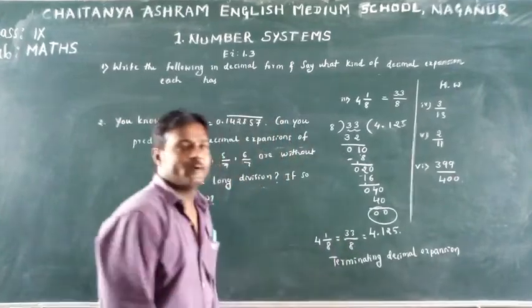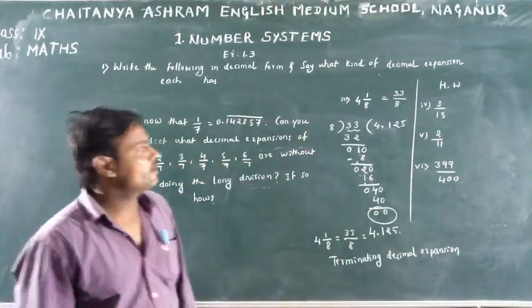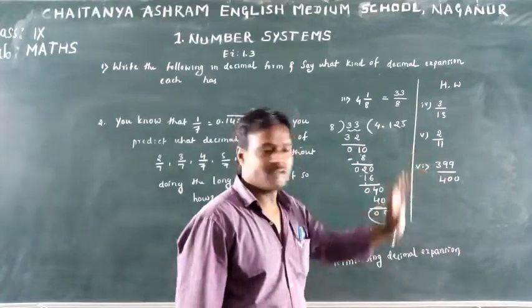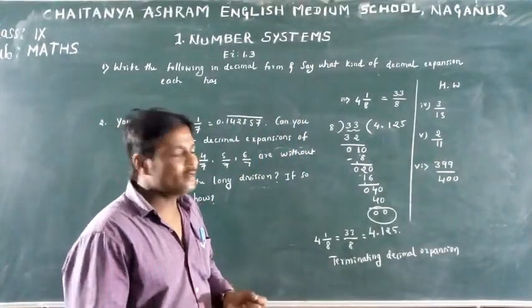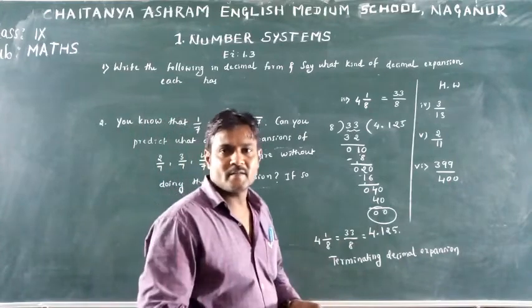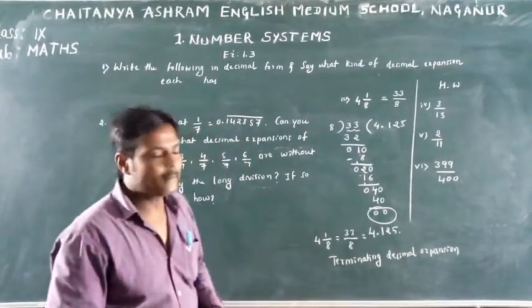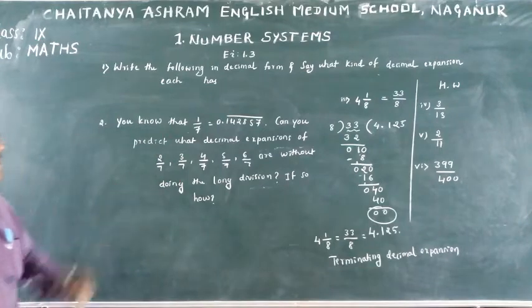Okay. So in the same way, dear children, do these rational numbers and find the decimal expansion. Write the decimal expansion and mention what kind of decimal expansion each has. Okay. Now see the next question.